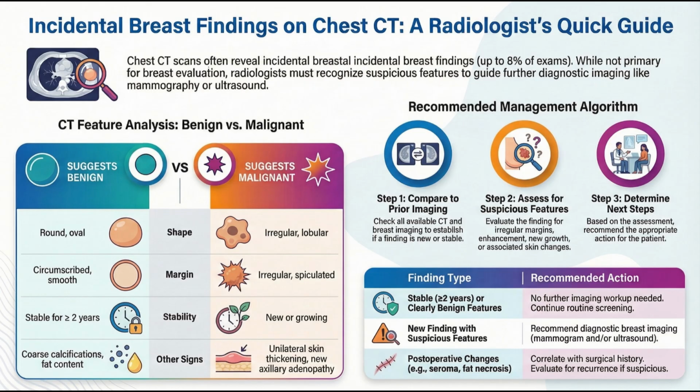If you see symmetric skin thickening on both sides, it's often something systemic, like edema from kidney failure or even just pregnancy.